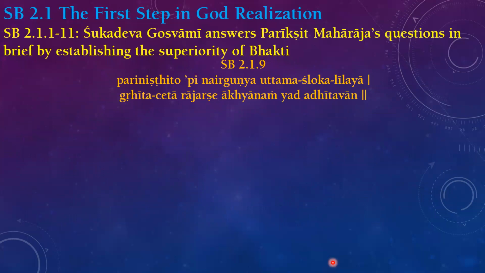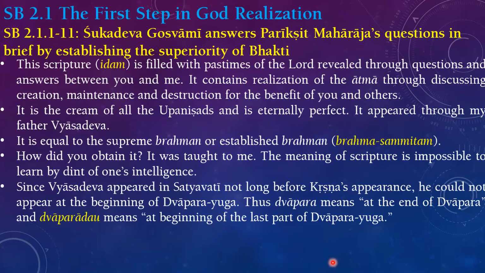It's like that. Then why is it mentioned as Ado, Prabhuji? I don't know. Ask Vyasadeva. Question: why is it mentioned Ado? Ado means that's what it is. Dwapara means at the end of Dwapara, and Dwapara Ado means at the beginning of the last part of Dwapara Yuga.